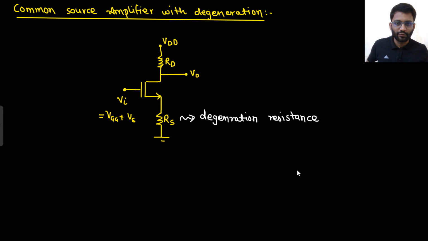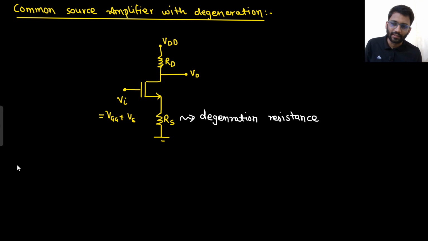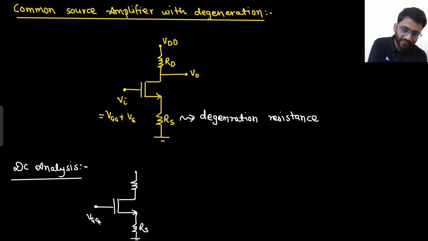Now let's do the DC analysis of this. What we are doing now is DC analysis; the earlier one was only the small signal analysis. So how will your DC analysis look? In DC analysis, you will only consider VGG. This is VDD, this is RD, and this is your V0.